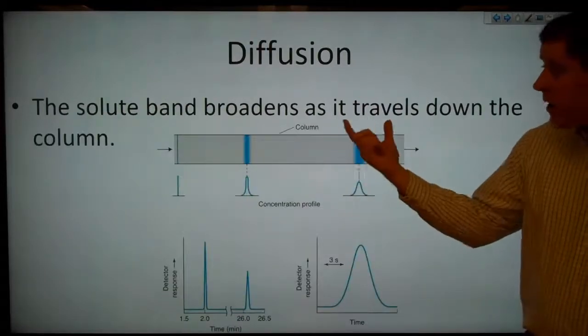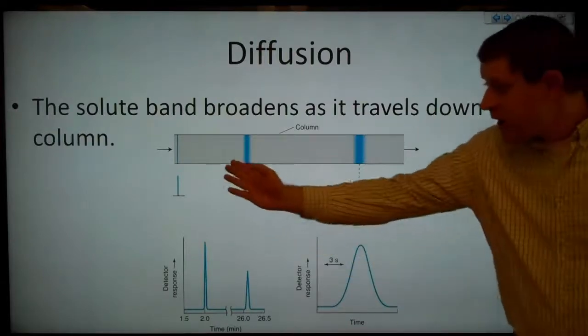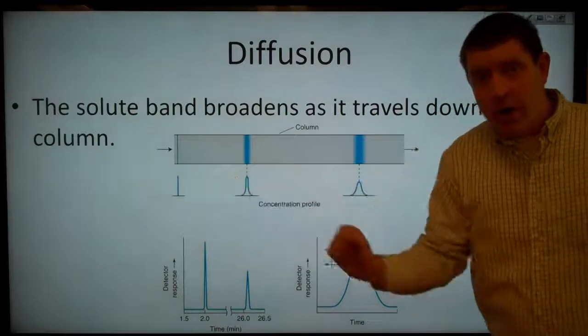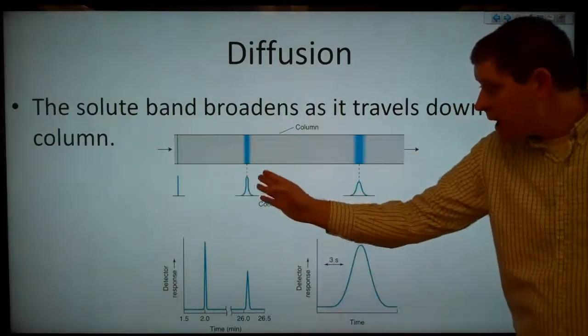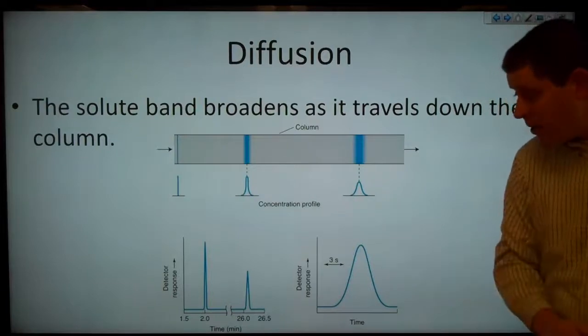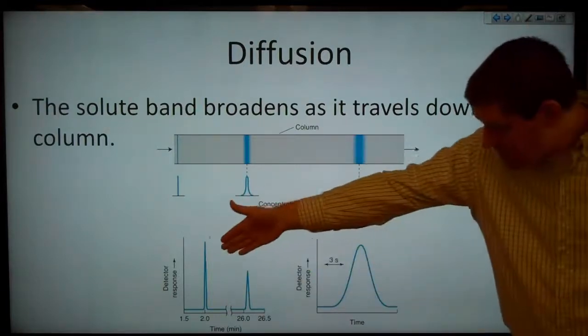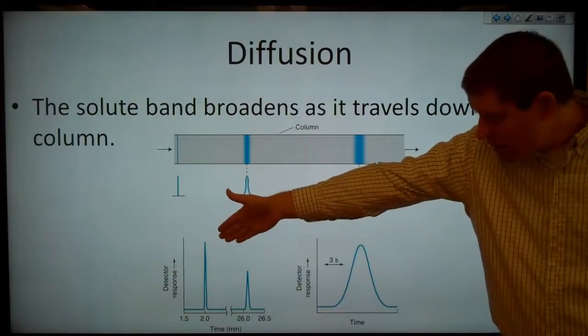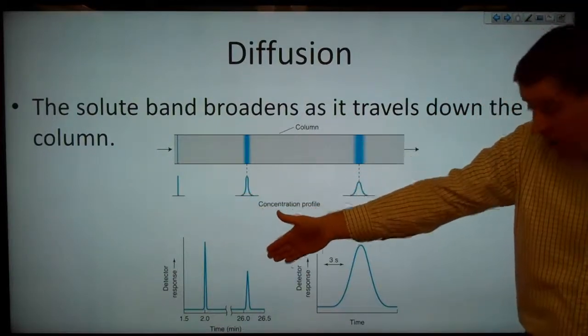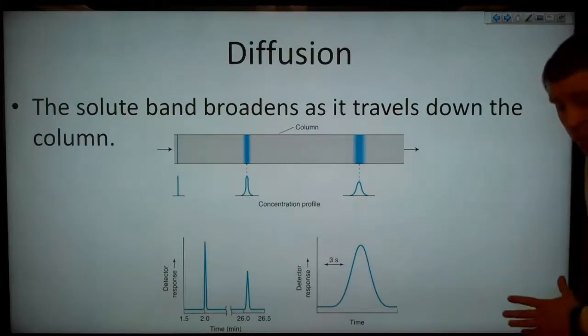The solute band broadens as it travels down the column. You can see that at the start of the column it's very sharp, very narrow, and as we travel down the column it's getting wider, and as we get farther down the column it's even wider. In our chromatogram you'll see something like this, where we have a very sharp peak initially, and then a wider peak, and a wider peak, and if we had another peak coming off later, it would be even wider than this one is.